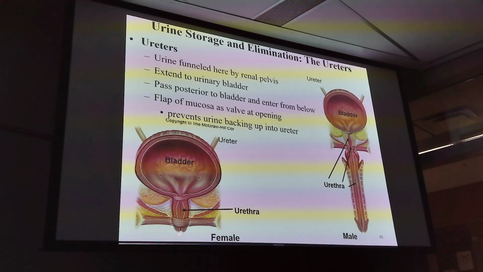On the other hand, what is the problem here? Too short, and a lot of bacteria can get up in here, so females tend to have more UTIs. In males there's a long tube to get all the way up to the bladder. And remember, we have two sphincters. What's this one called?